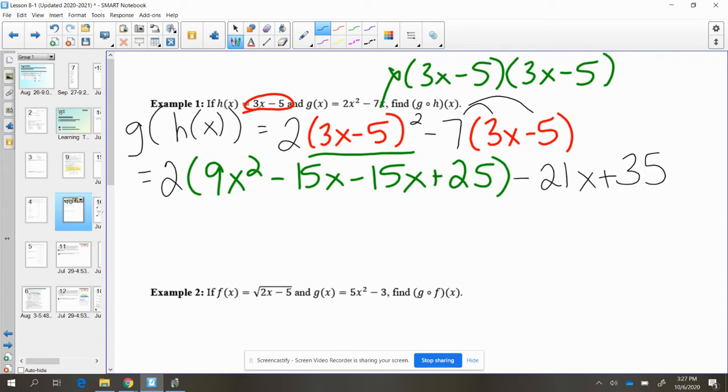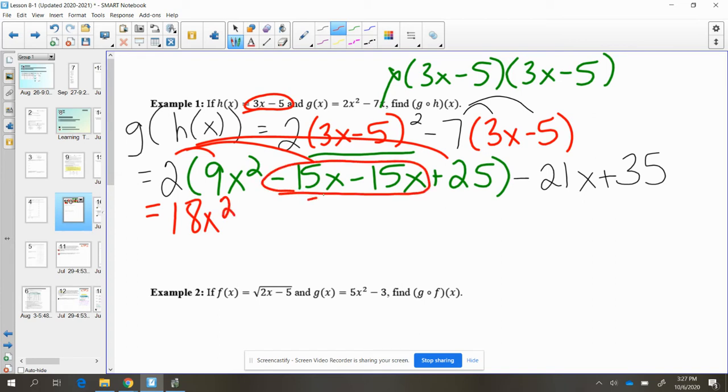And then we still officially have this 2 out front here. So if we simplify here, we distribute the 2 to each piece. We end up with 18x squared. And then these two together, we had negative 30x, so if we double that, we end up with negative 60x and then plus 50. And then we still have the minus 21x plus 35.